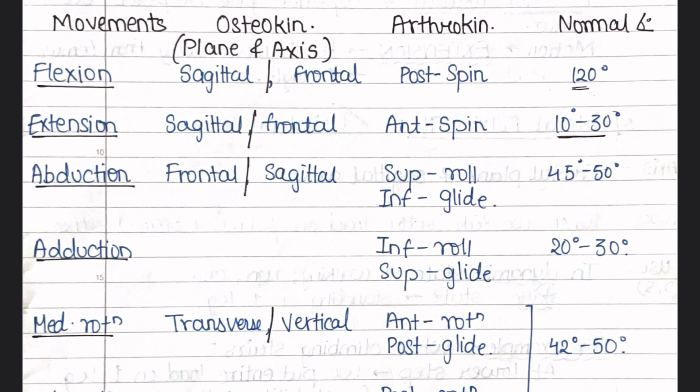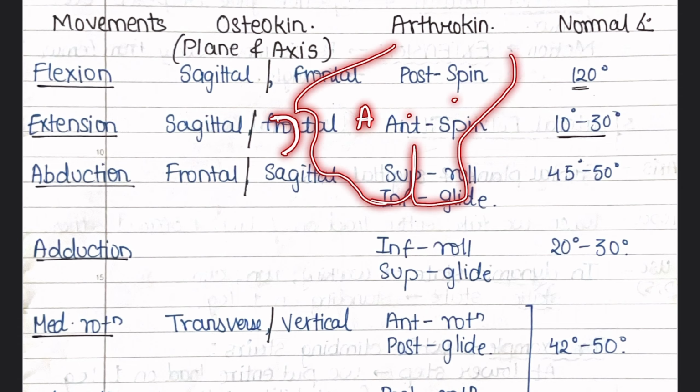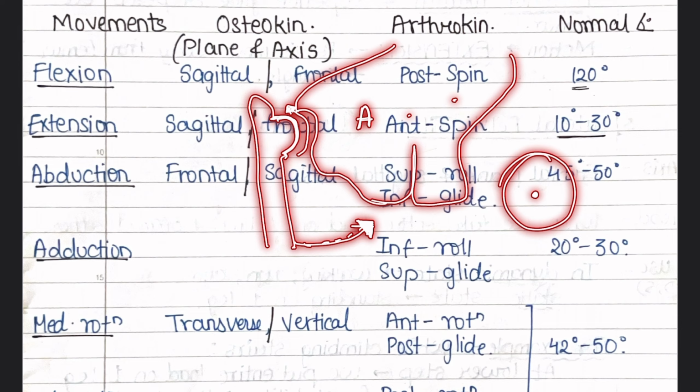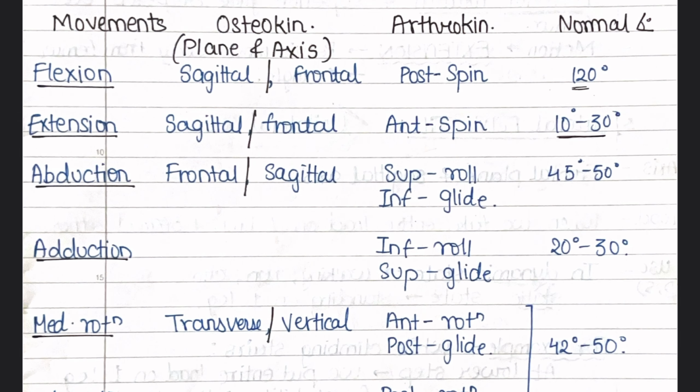Regarding flexion, posterior spin happens in flexion. This is the acetabular fossa of the hip joint. If this is the femur, then to make flexion you have to take the head of the femur ahead, moving the femur in the anterior direction, and then the head will spin posteriorly. Spin means the joint doesn't change its position, but only spins around that position. Normal flexion is 120 degrees.